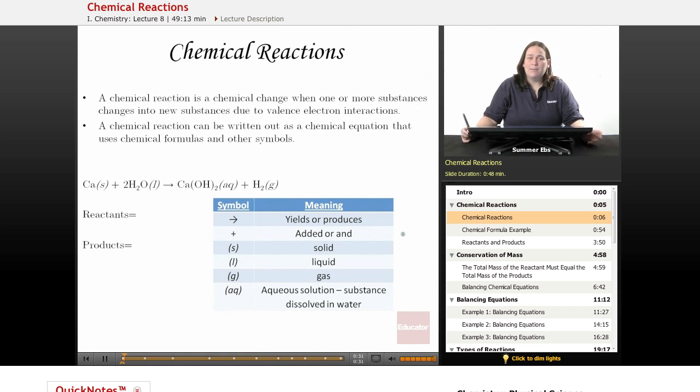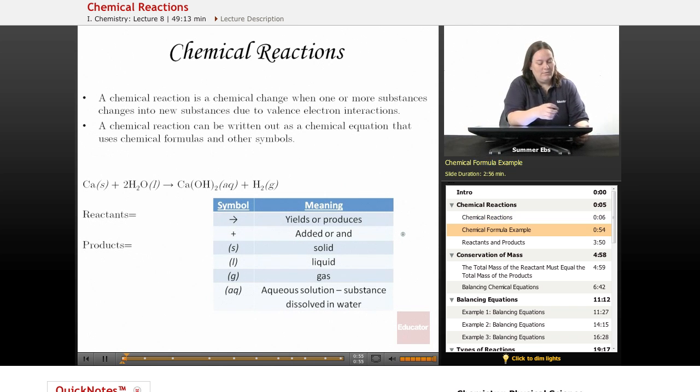So what happens in a chemical reaction is that bonds break and new compounds are formed as bonds reform. We're going to write these out using a chemical equation that uses chemical formulas and symbols. Remember, the chemical formulas are the ones you find as the combination of symbols from the periodic table.